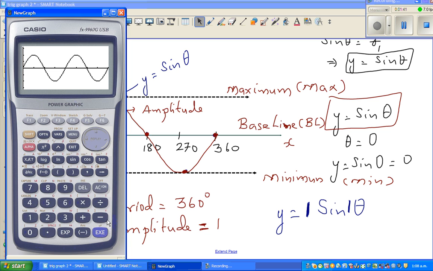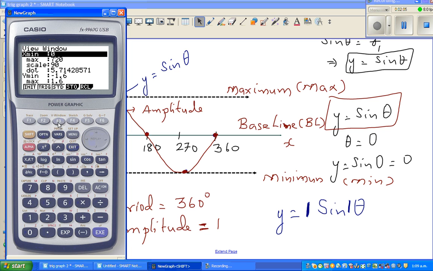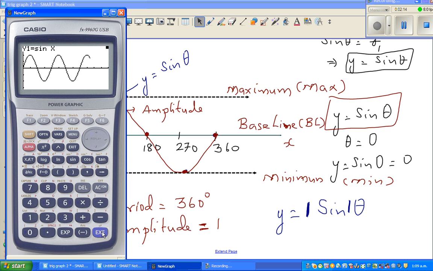And then draw it. So this is what I'm talking about. This is one cycle. So this is 0, 90, 180, 270, 360. This is repeated in one 360 degree sine. It completes one cycle, and this is the second cycle. If you want, say, you go to setting, so 360 times 3 is 1080. Then you can see three cycles here. So this is the first cycle, this is the second cycle, and this is the third cycle. And this is your maximum, and this is your minimum.